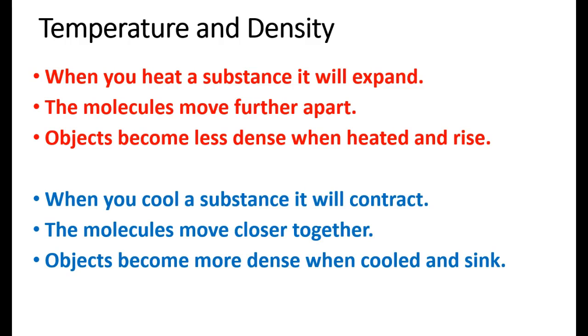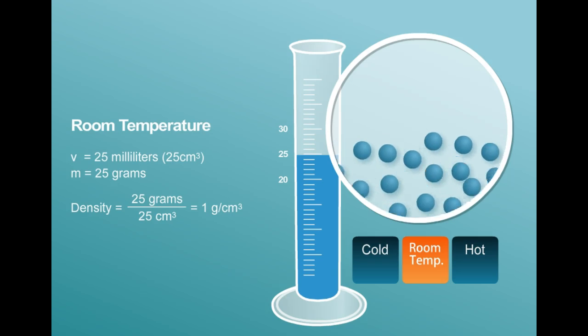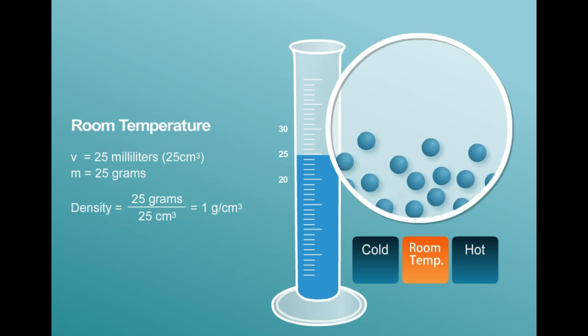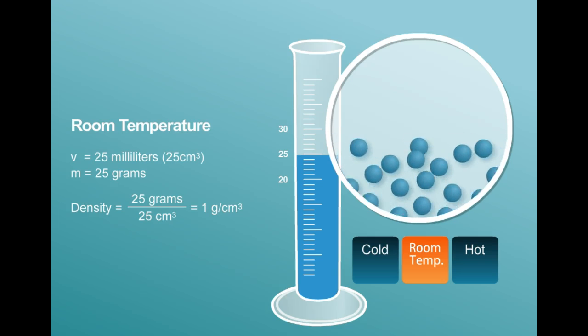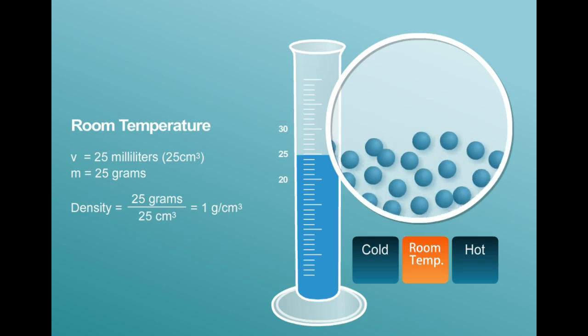The same exact thing works opposite. When you remove energy from a substance and you cool it, the substance will contract. The molecules will move closer together and the object will become more dense when it gets cooled, and that object will sink. So, temperature affects density and makes molecules either move faster or slower, which makes them expand or contract.